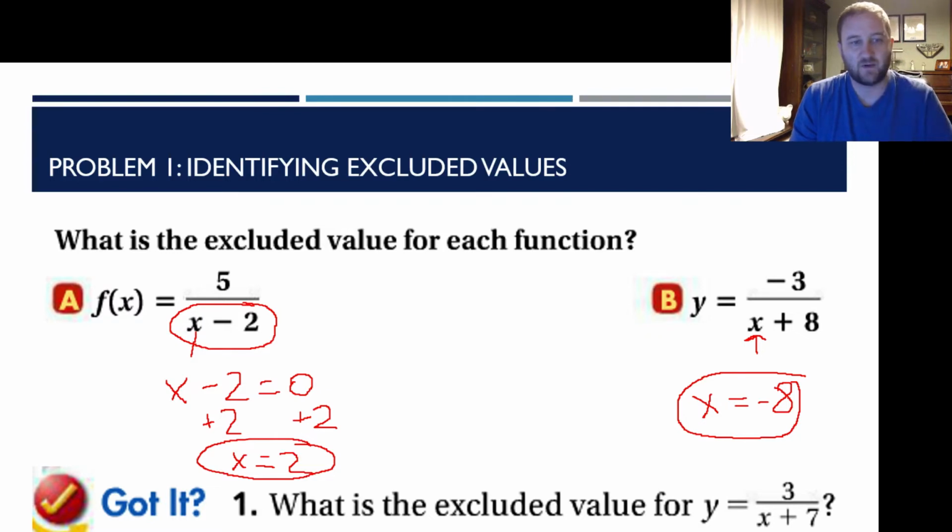Okay, so what I want you to do is go ahead and try the got it here down at the bottom. See if you can do it on your own. Determine what the excluded value for y equals 3 over x plus 7 is. Go ahead and pause the video. Okay, so for this, the excluded value has to be x equals negative 7, right? Negative 7 plus 7 is 0.